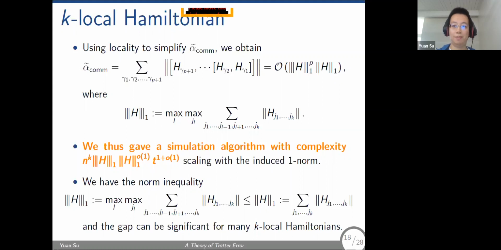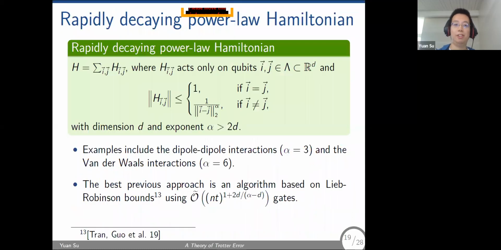Okay, so the next example is a simulation of rapidly decaying power law interactions. In this case, you have a Hamiltonian given as a sum of terms, and the strength of those terms decays according to some power law. For example, the spectral norm will be something like 1 over distance to the power of alpha. Let's say we are looking at a d-dimensional system. Examples include dipole-dipole interactions and van der Waals interactions.